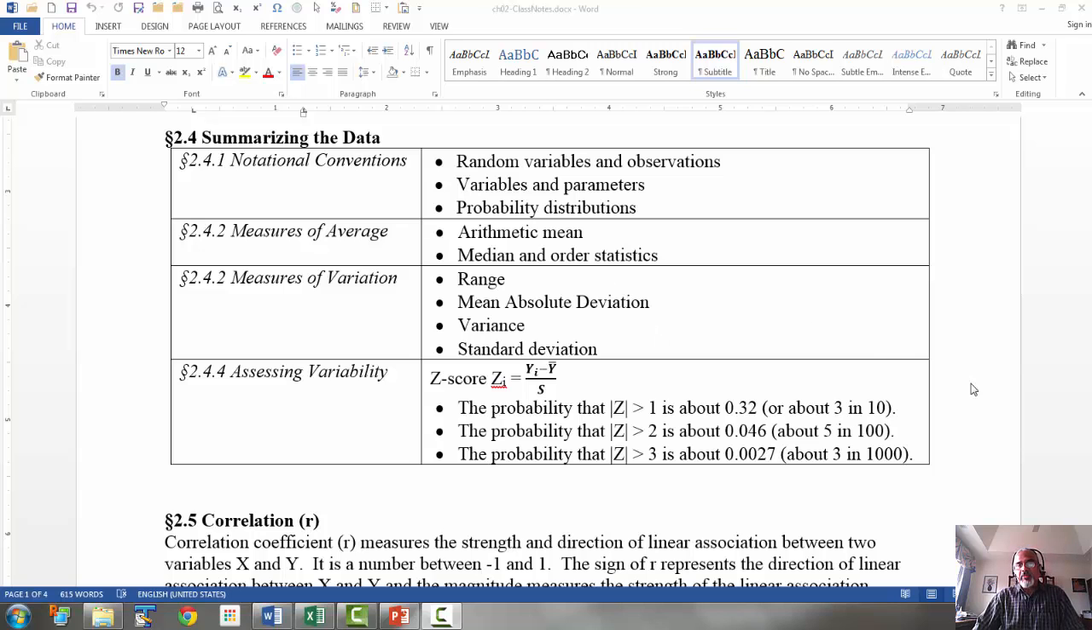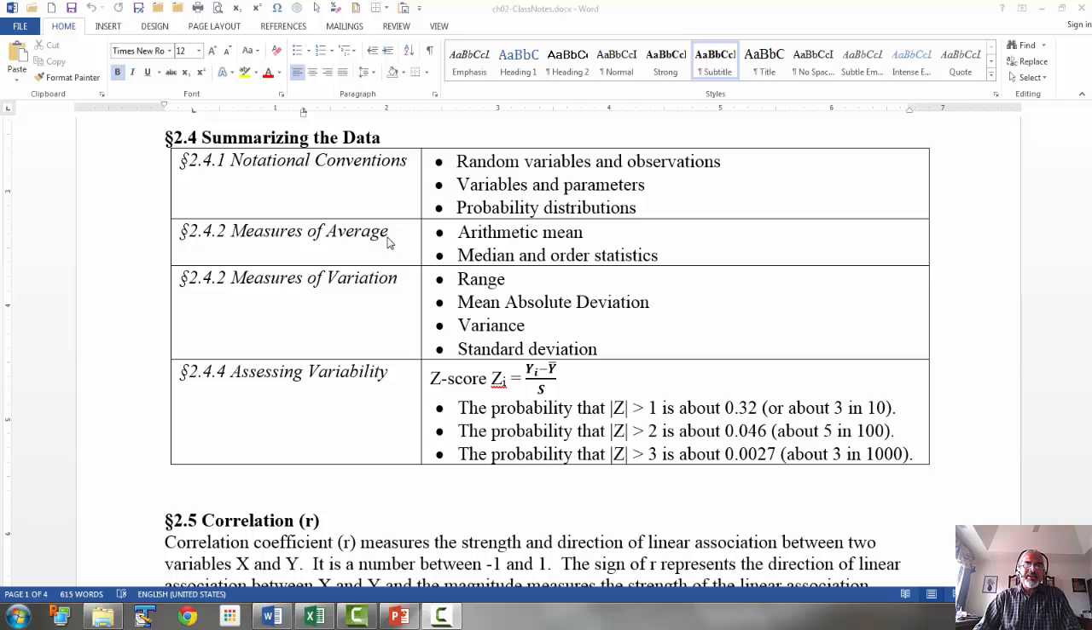So variables and parameters. Here we are talking about population and sample. A population, for example, is the student population at UTC. If you're looking at the GPA of all the students, then the average GPA of all the students in UTC will be a parameter. So GPA is a variable. You can also define another variable, say age of the students, and the mean age of the students will be a parameter. So variables and parameters. And a probability distribution is the probability distribution associated with a random variable. So these are the notational conventions.